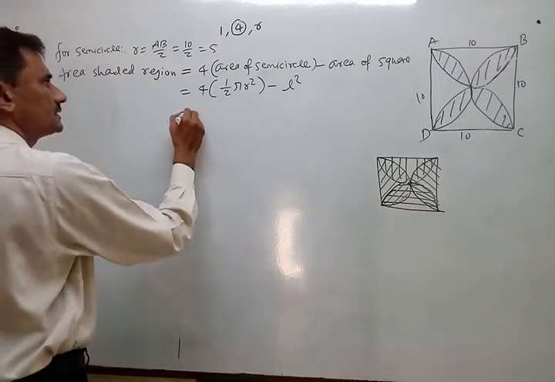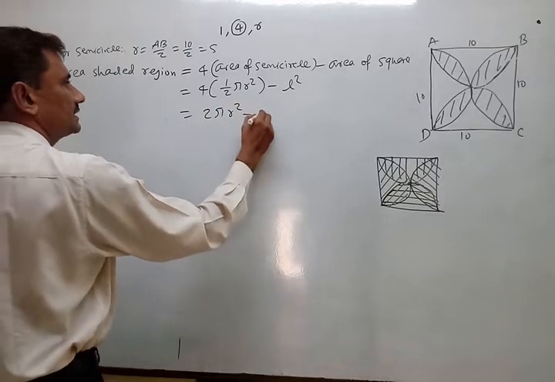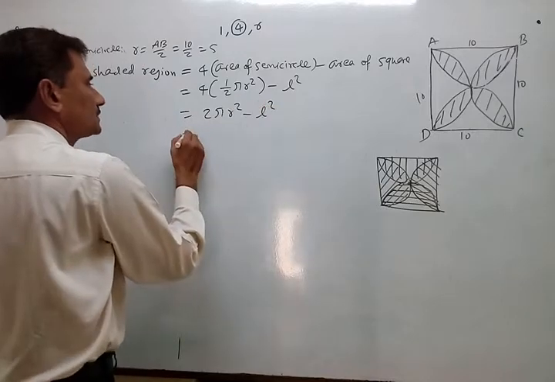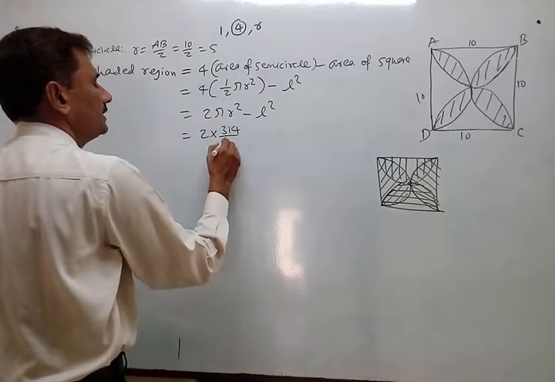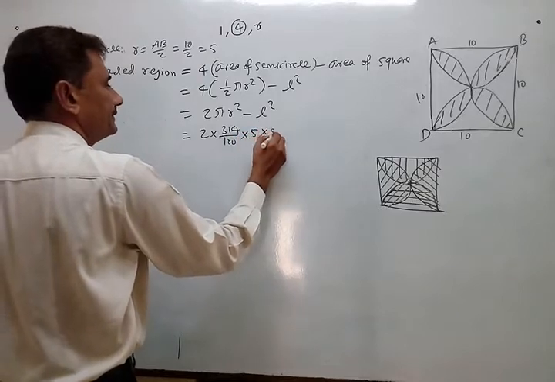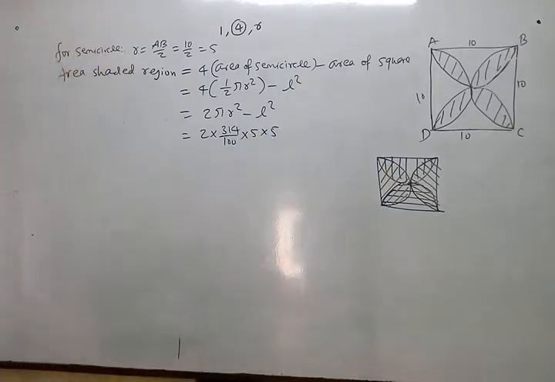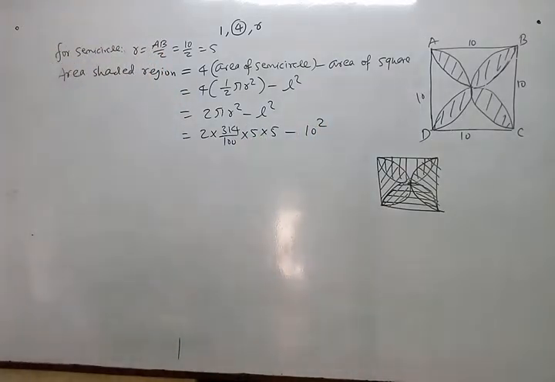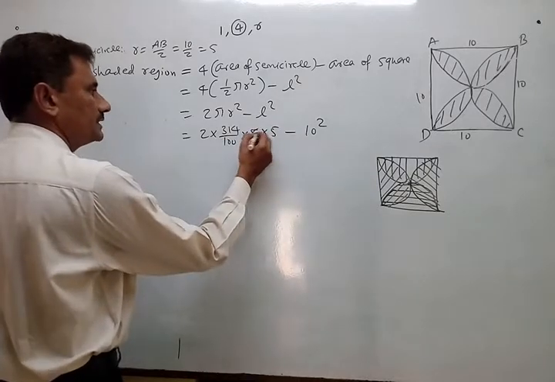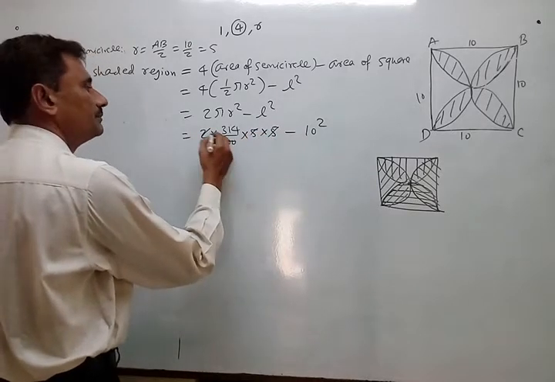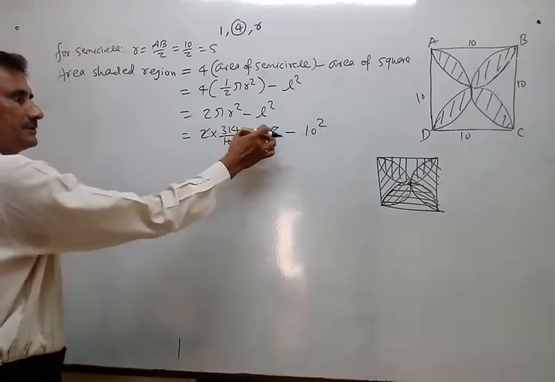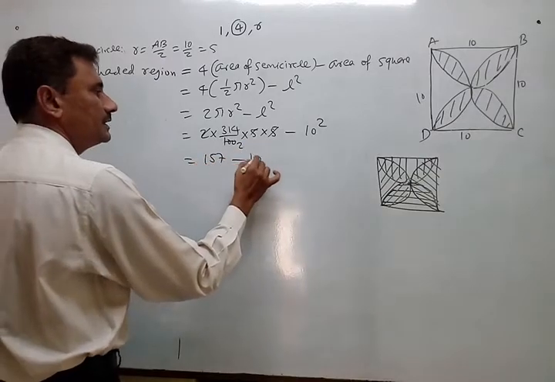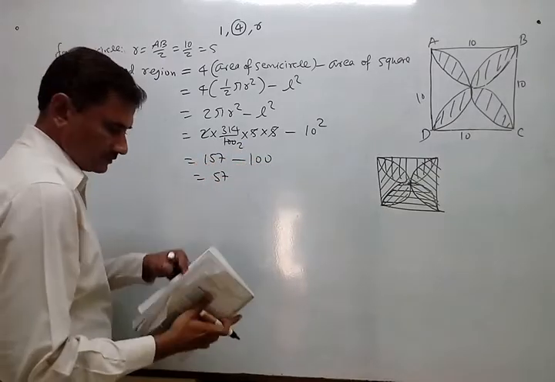So first of all, simplify it: 2 pi r square minus L square. Now write down everything. You know R is 5, L is 10. So 2 into 314 by 100 into 5 into 5, minus 10 square or 10 into 10, whatever you write. Now 5 fives are 25, 2 twos are 50, 50 twos are 100. So it will be 157 and the answer is 57 centimeter square.